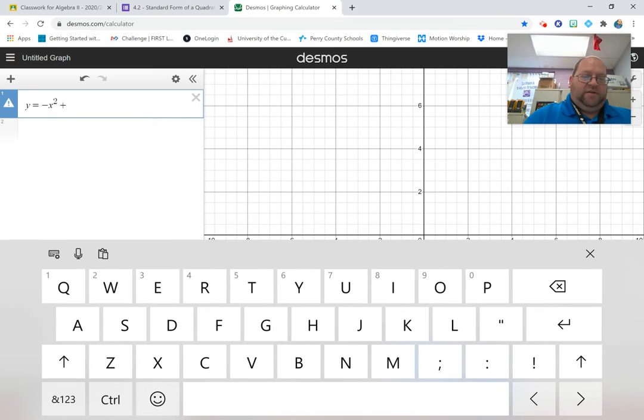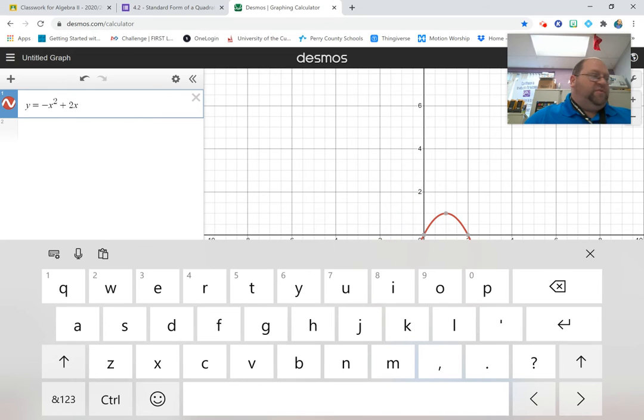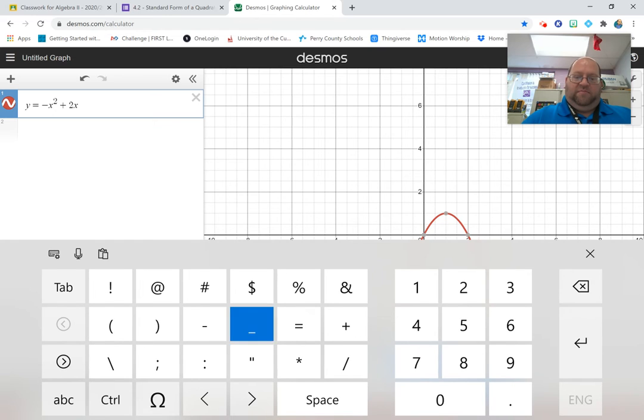We had negative x squared plus, just do it this way. If it's going to be this ornery to us, we're just going to do it. Plus 2x minus, that's not a minus, minus 5. Okay.